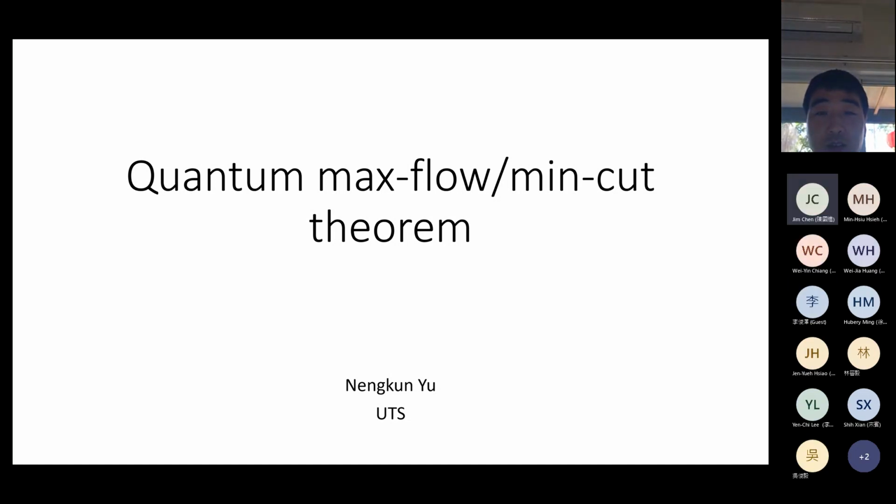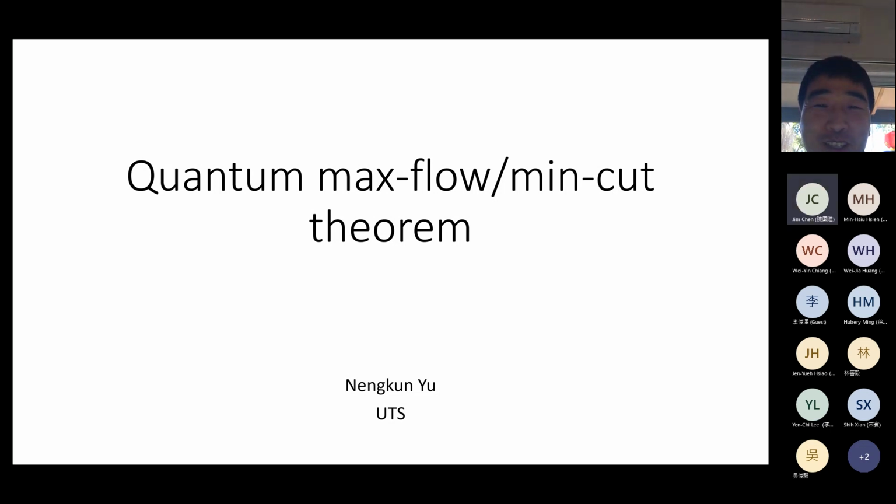Let me introduce Professor Yu Nengkun. He is now an associate professor at QSI in UTS. He received his bachelor's degree and PhD from the CS department at Tsinghua University in 2008 and 2013. And he won a Distinguished Paper Award at OOPSLA 2020 and a Distinguished Paper Award at PLDI 2021. And he is now interested in quantum computing. And let's welcome Professor Yu.